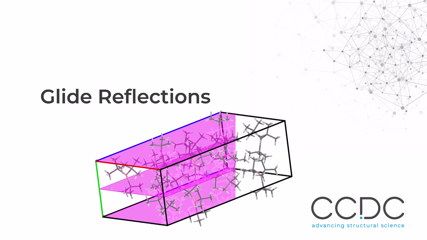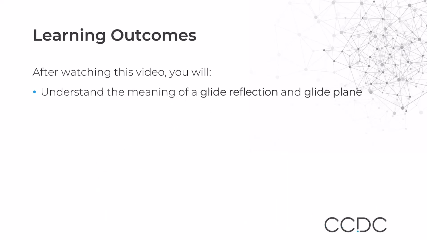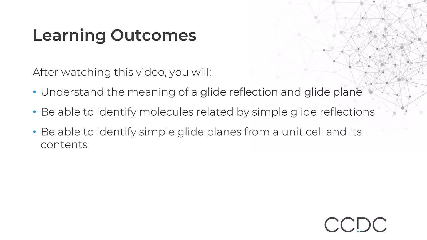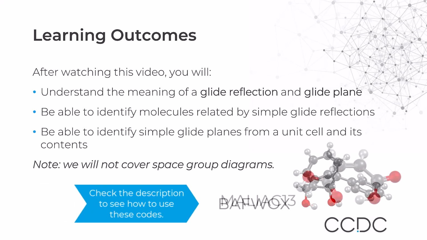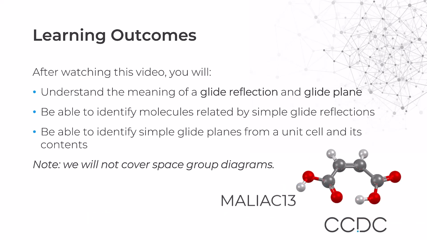In this video we will look at the definition of glide reflections and of the associated symmetry elements, glide planes. After watching this video you will understand the meaning of a glide reflection and glide plane, be able to identify molecules related by simple glide reflections, and be able to identify simple glide planes from a unit cell and its contents. We will use examples of molecules and structures taken from the Cambridge Structural Database, or CSD for short, to illustrate the concepts involved in glide symmetry.